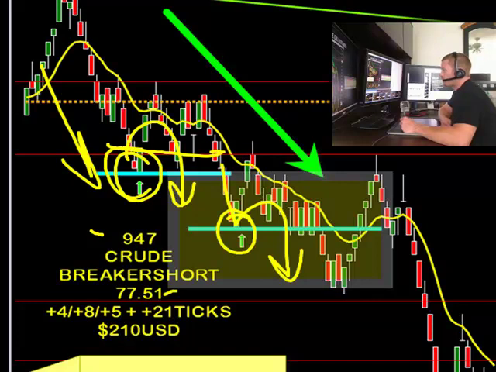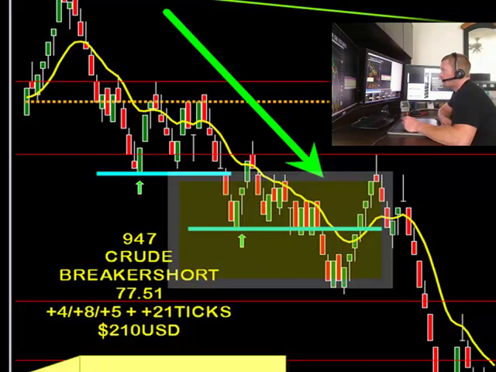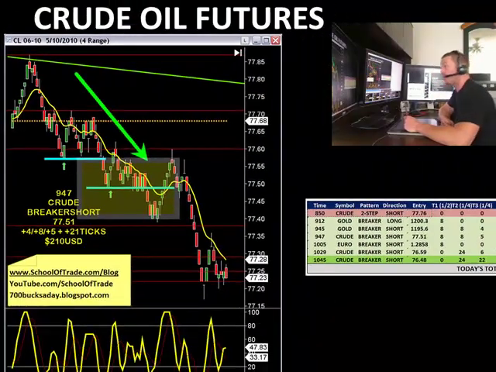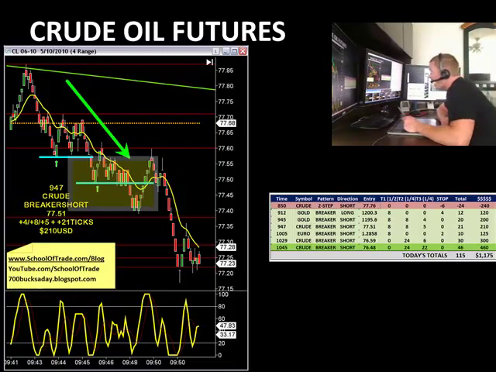51 was the fill for me. That was the second entry, right? The second entry was the one I took. And so 51 was the fill. We got our +4 target, 2 off at 4, 1 off at 8. Trailed that stop to lock in 5 more ticks. That takes 21 ticks out of the market. $10 a tick, 210 USD. So as you can see, guys, now at 9:47, before 10 o'clock here, we really had a decent profit in our pocket so far.